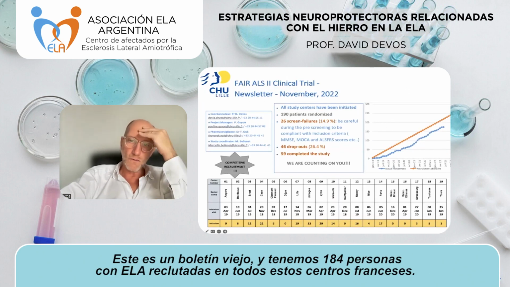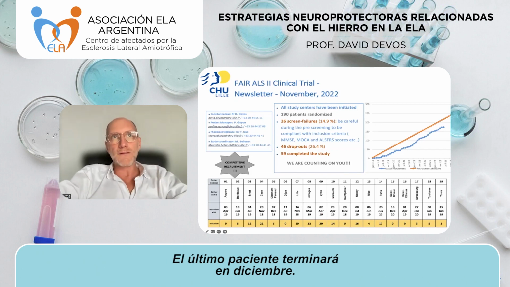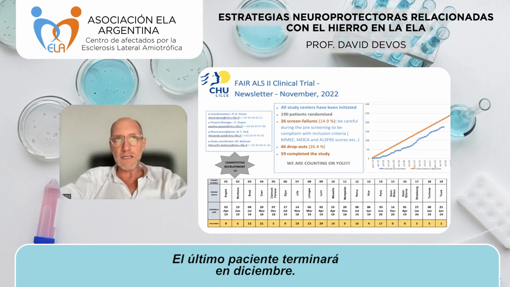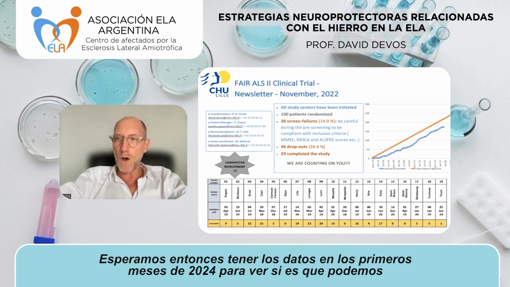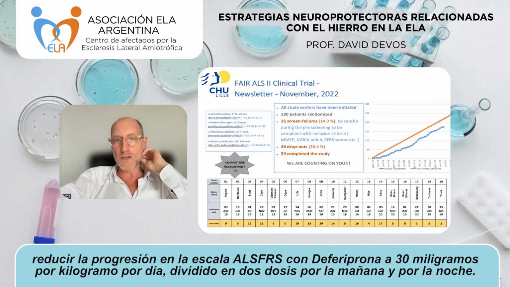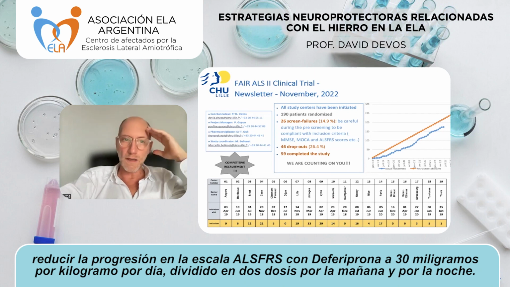This is an old newsletter. So we have 184 people with ALS that have been recruited in all these French centers. And the last patient will finish in December. So hopefully we will have the data in early 2024 to see whether we can reduce the progression of ALSFRS with deferiprone at the dose of 30 milligrams per kilogram per day, split in 2 doses, morning and evening.